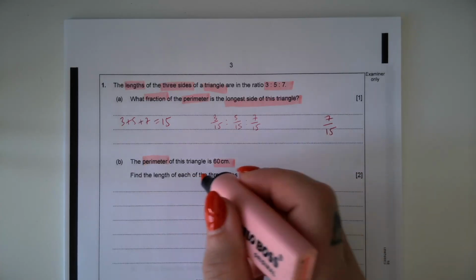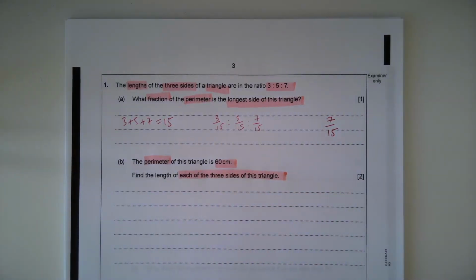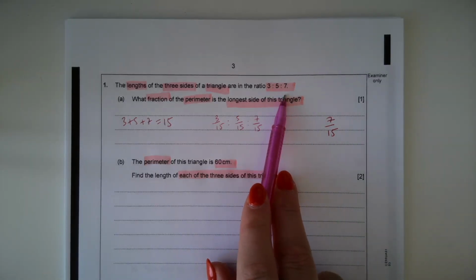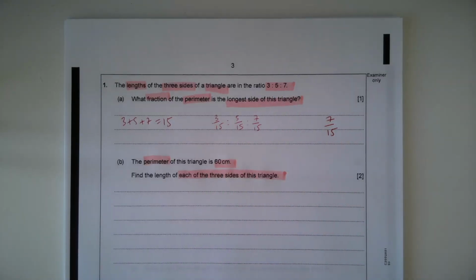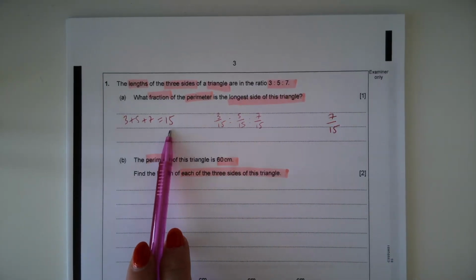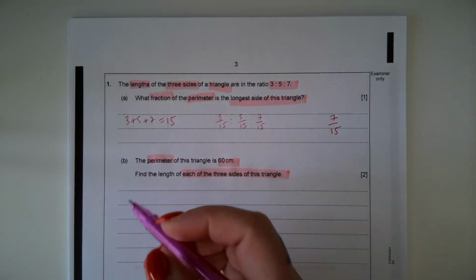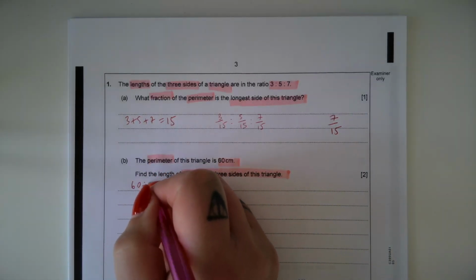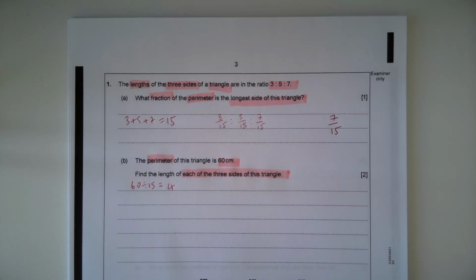Part B. The perimeter of this triangle is 60 centimetres. Find the length of each of the 3 sides of the triangle. So we need to share our ratio 3 to 5 to 7 that they gave us at the start. So we're sharing 60 into that ratio. We know our total number of parts is 15. We worked that out in part A. Remember, part A sometimes helps us. So we're going to start by doing 60 divided by 15. That gives us an answer of 4. So one part of this ratio is worth 4.